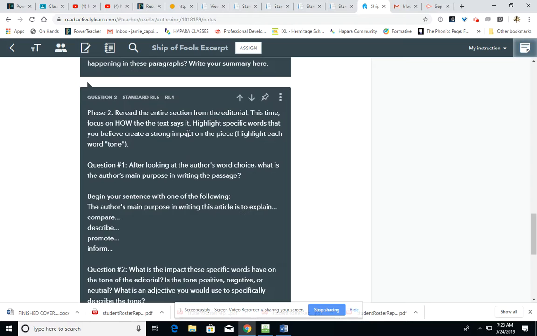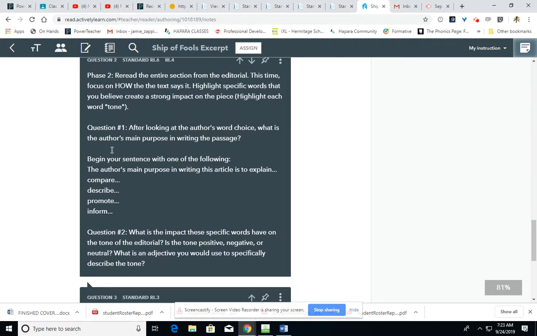For any words that you find that you think are strong, that create a specific sound of the author's attitude coming off the page, highlight each of those words with the margin note tone, and then answer each question. There are 2. Make sure you answer both before you hit submit.